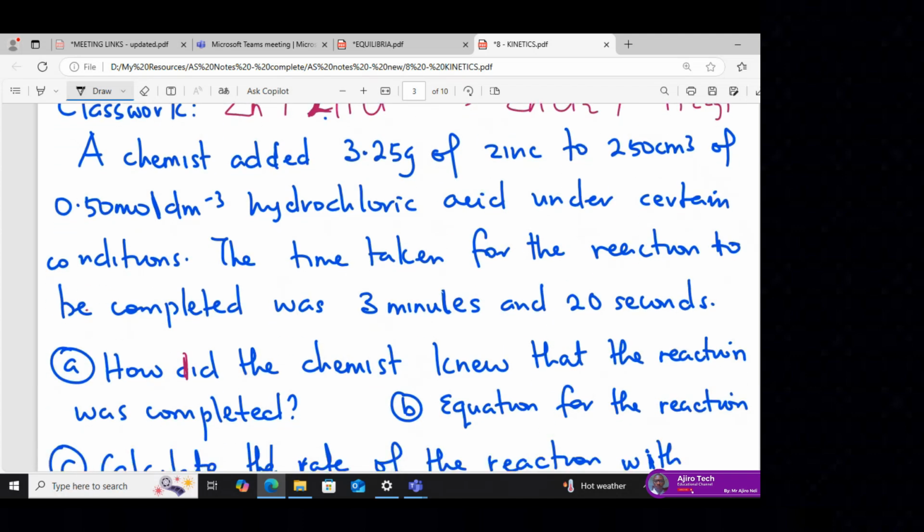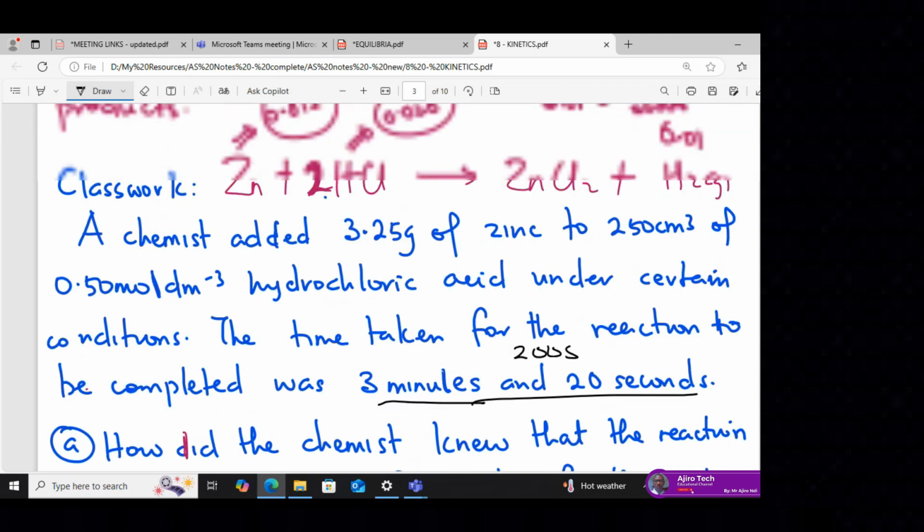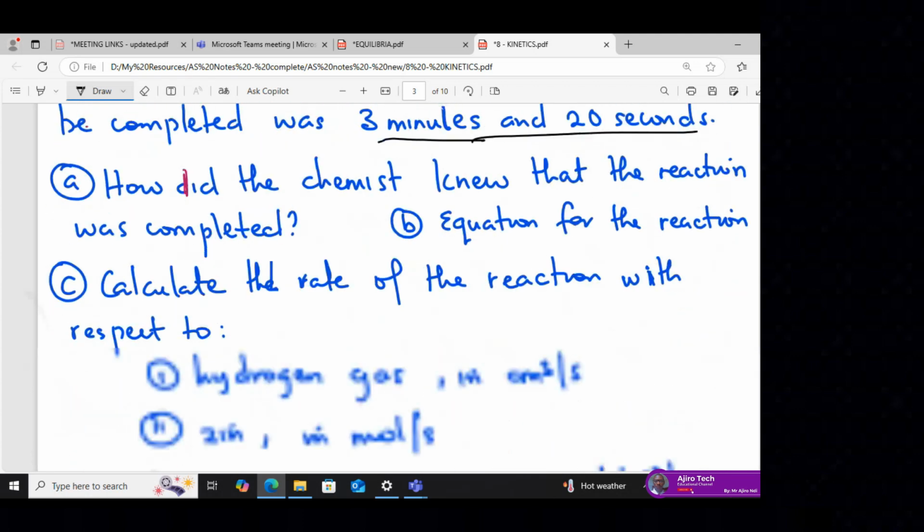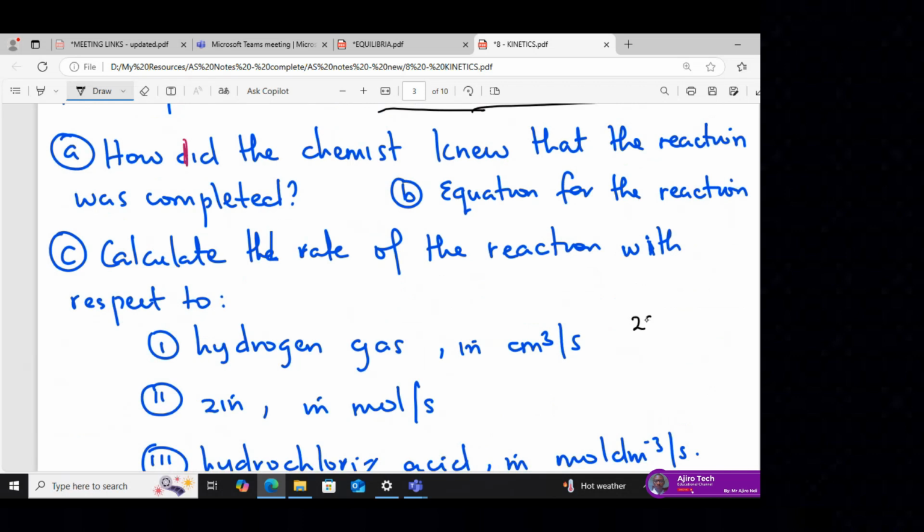They now ask, how long does it take? 3 minutes, 20 seconds. How many seconds is that? 200 seconds. Am I right? So the time taken is 200 seconds. And what is the volume of gas produced? 240 cm cube. Therefore, the rate will now be 240 cm cube over 200 seconds. Is that correct? Yes.